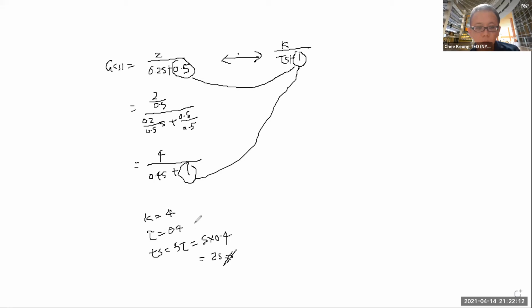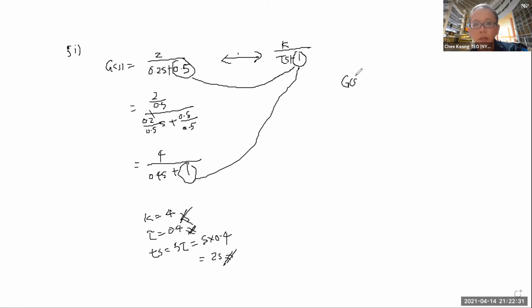So these are the three solutions for your first question, question 5 part 1. Now what about 5 part 2? 5 part 2 is only slightly different.